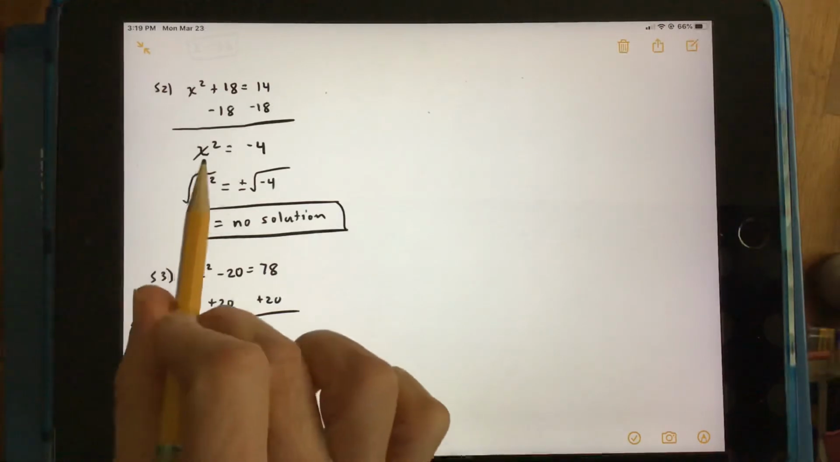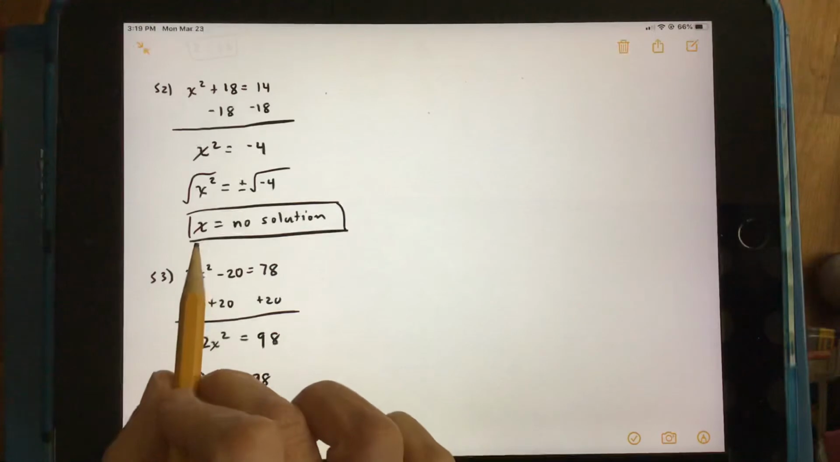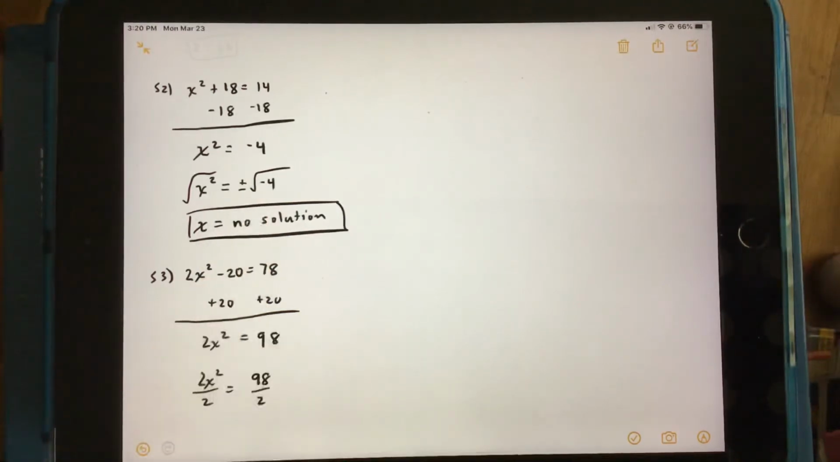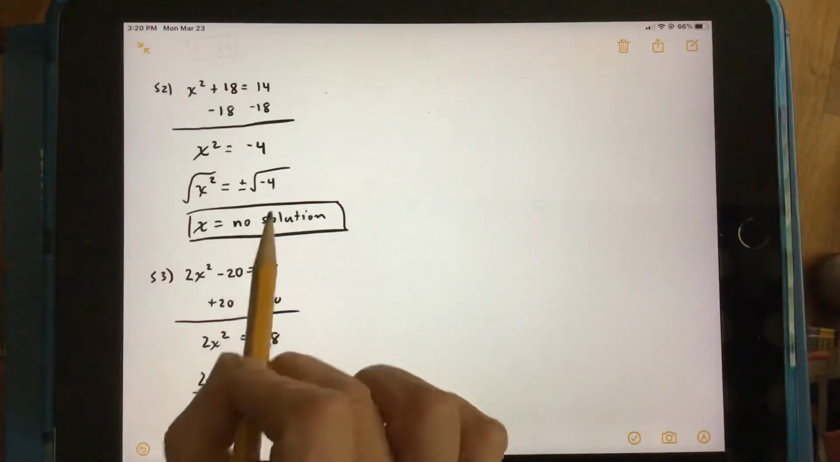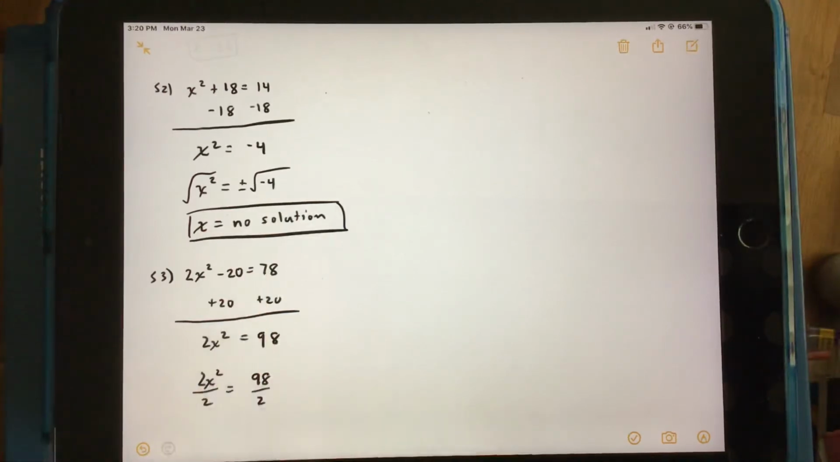Well, we want to undo the square again, so we're going to take the square root of both sides of the equation. That'll bring us down to x, but over here when we try to work out the square root of negative 4, we're going to find no solution. There is no number on the real number line that answers the question, what is the square root of a negative number? So we simply report no solution.